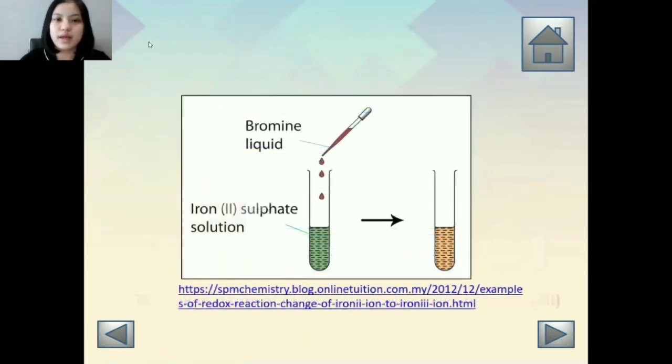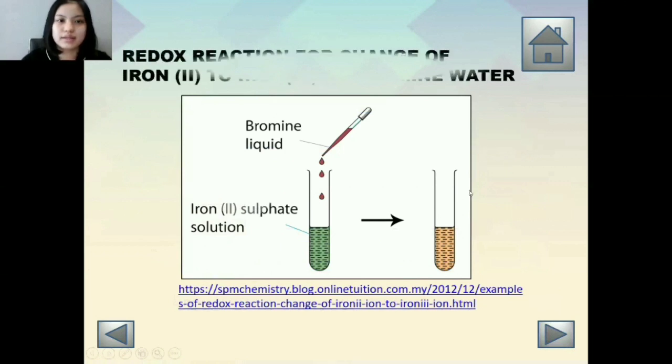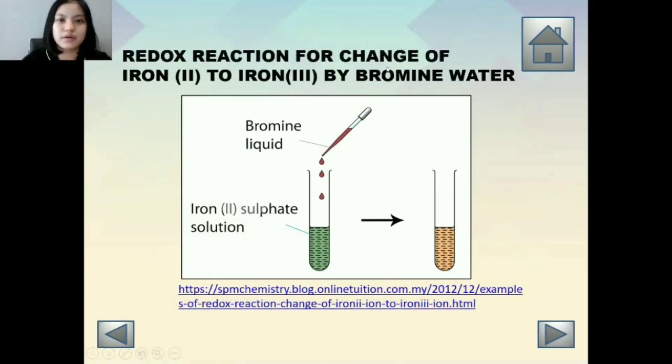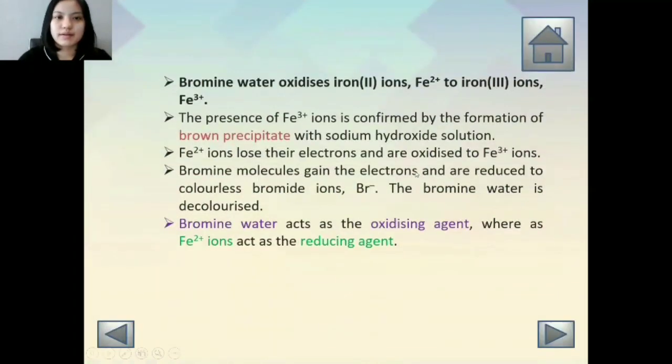Okay, look at this diagram. This is the redox reaction for the change of iron 2 to iron 3 by the bromine water. The bromine liquid is added to the iron 2 sulfate and the color of the solution changes from green to brown. This is because the bromine water oxidized iron 2 to iron 3. The presence of iron 3 is confirmed by the brown precipitate formed.